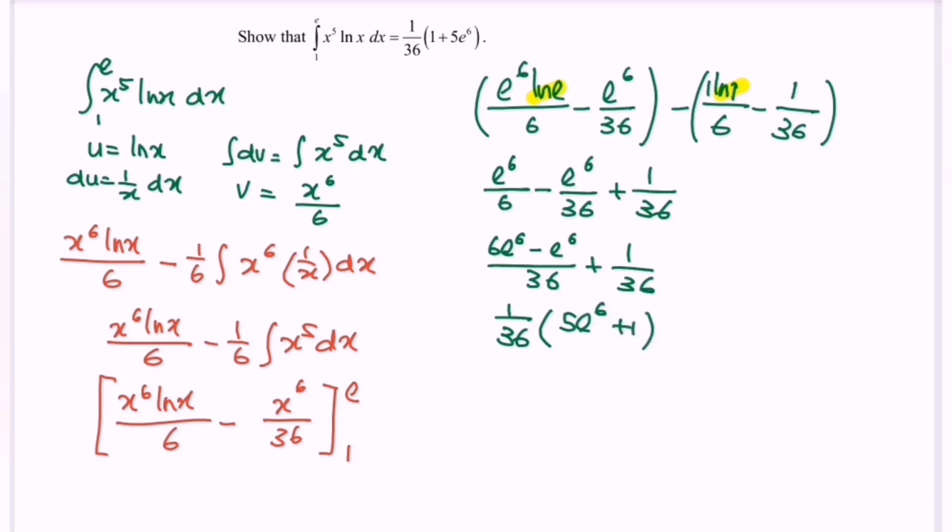So referring to the question, integrating the function x to the power of 5 ln x dx for the limit 1 until e equals 1 over 36 bracket 5e to the power 6 plus 1, and we have already shown the situation.